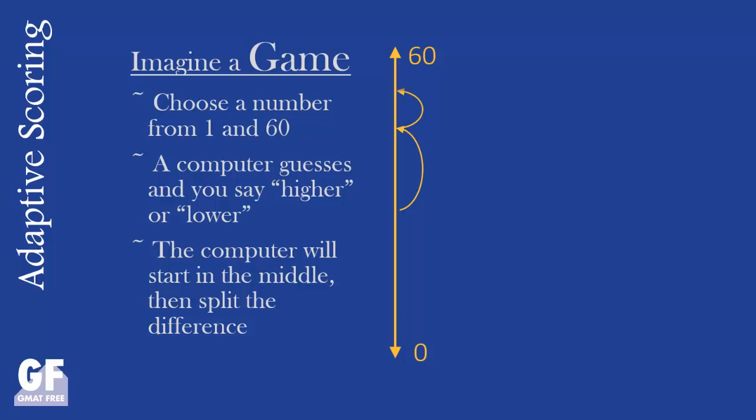Eventually, it will get to your number or very close to your number. In the example in this diagram, you've picked a number that's somewhere around 47. It went up, and then at one point, it had to go back.